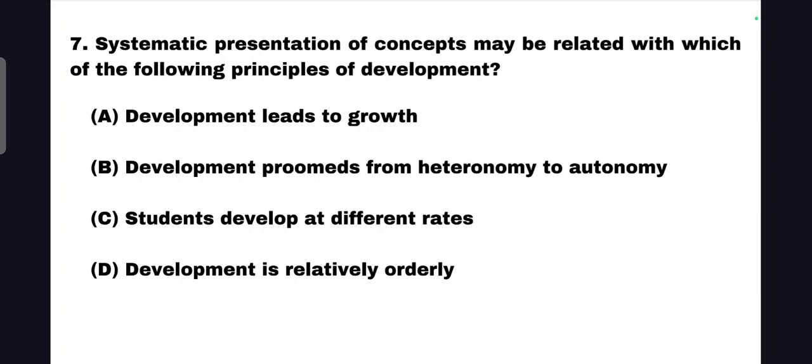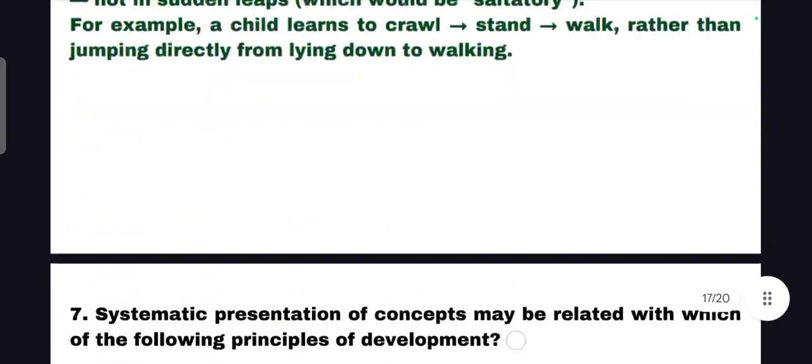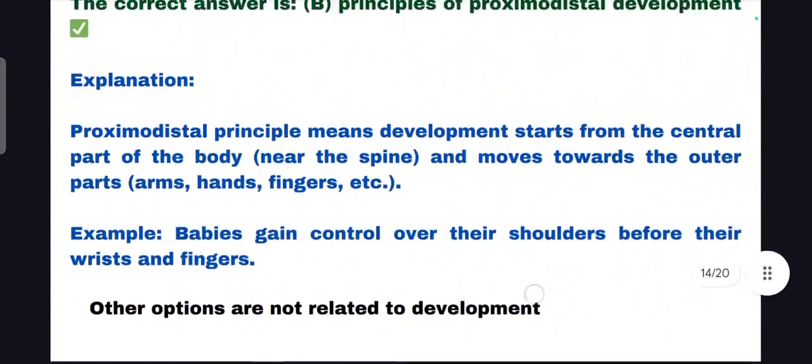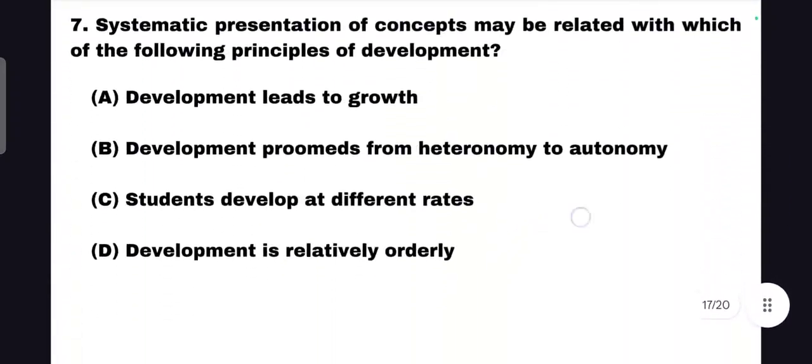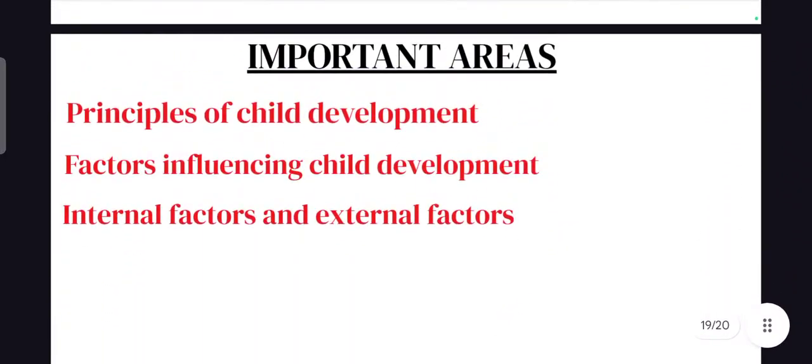So we should follow a particular order to present the concepts. That is called the systematic presentation of concepts. These are some important previous year questions asked from this chapter, and the important area is the principles of child development. You need to study all the principles of child development, and their corresponding examples are very important.